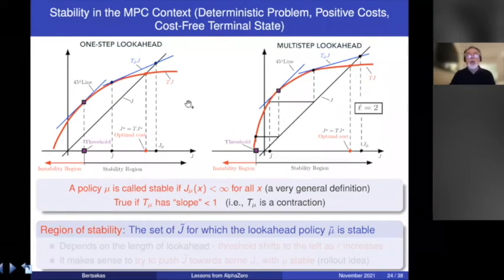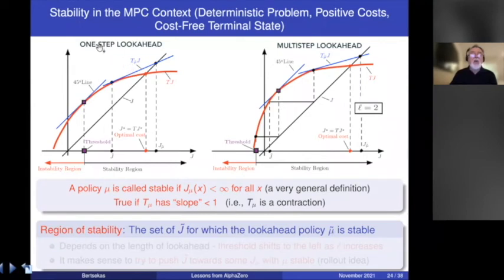So instead of going to concepts of Lyapunov stability and the like, we adopt an optimization-based definition of stability, and we say that a policy is stable if its cost function is finite for all x. If the cost of the policy does not blow up for any initial state, then we say that the policy is stable. And this has the advantage, it's a very general definition. And generally, this is true if T mu is a contraction or has slope less than 1 in the context of our figures.